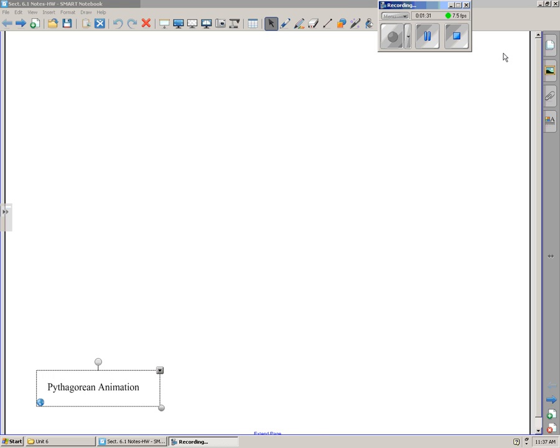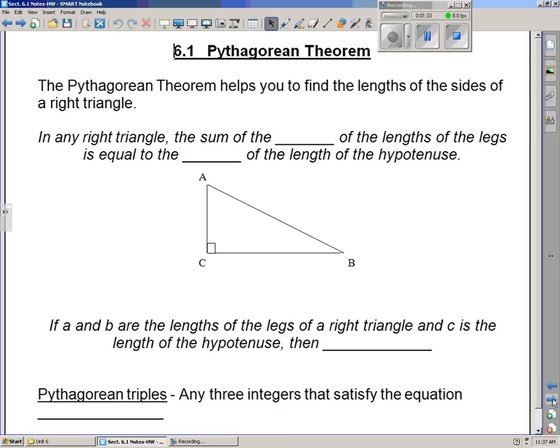Okay, so with that, the Pythagorean theorem helps you find the lengths of the sides of a right triangle, and in any right triangle, the sum of the squares of the lengths of the legs is equal to the square of the length of the hypotenuse. So if a and b are the lengths of the legs of a right triangle and c is the length of the hypotenuse, then you know that a squared plus b squared equals c squared.